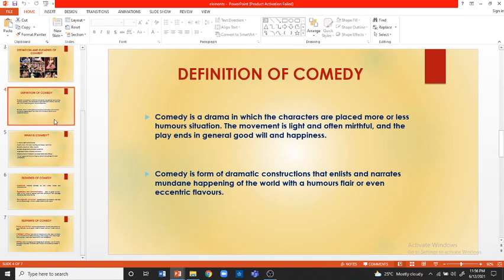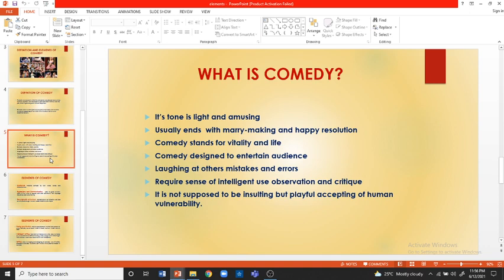We learned the definition of comedy, which tells us it is light in tone, and characters are placed more or less in humorous situations, and the mood is light and often mirthful also. A play that ends in happiness is told in the definition. We studied the definition when we spoke about what comedy is. Comedy's tone is light, amusing. It is aimed at merrymaking or happiness. It stands for vitality and life. Comedy is designed to entertain the audience.